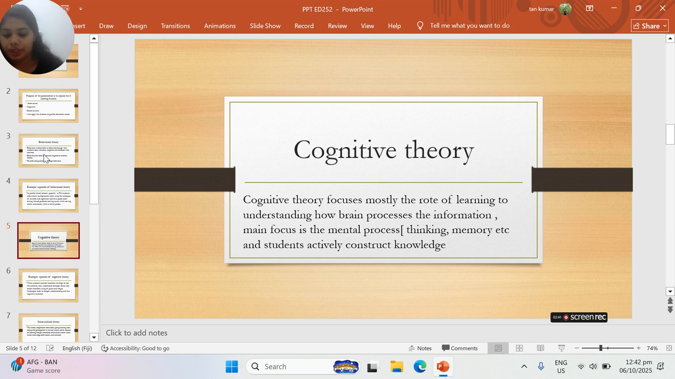Cognitive theory shifts the focus to what happens inside the mind. It emphasizes how learners process and organize information. Cognitive theory focuses mostly on the route of learning, to understand how the brain processes information. The main focus is mental process, thinking, memory, and a student actively constructing knowledge.